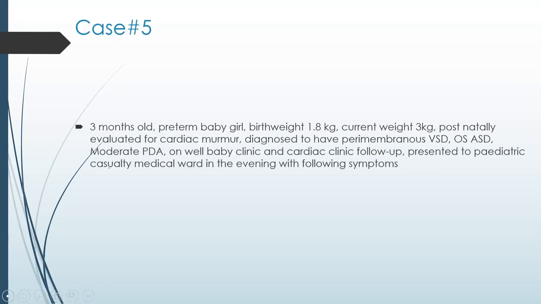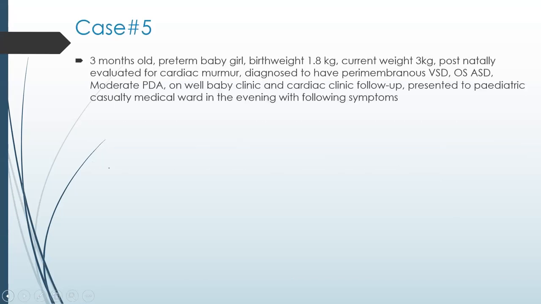Right. This is case 5, the last case. A 3-month-old preterm baby girl. Birth weight 1.8 kilo, current weight 3 kilo, evaluated postnatally for cardiac murmur, diagnosed with perimembranous VSD and ASD, second VSD, moderate PDA, on baby clinic and cardiac clinic follow-up. She presented to the pediatric casualty and medical ward in the evening with the following symptoms: excessive sweating and reduced feeding. On admission, what is the working diagnosis here with this background history and present history?